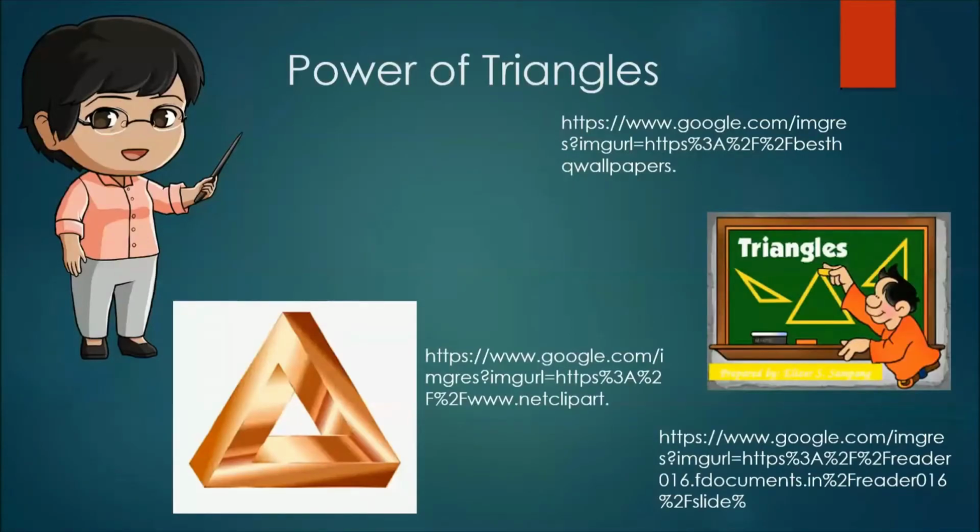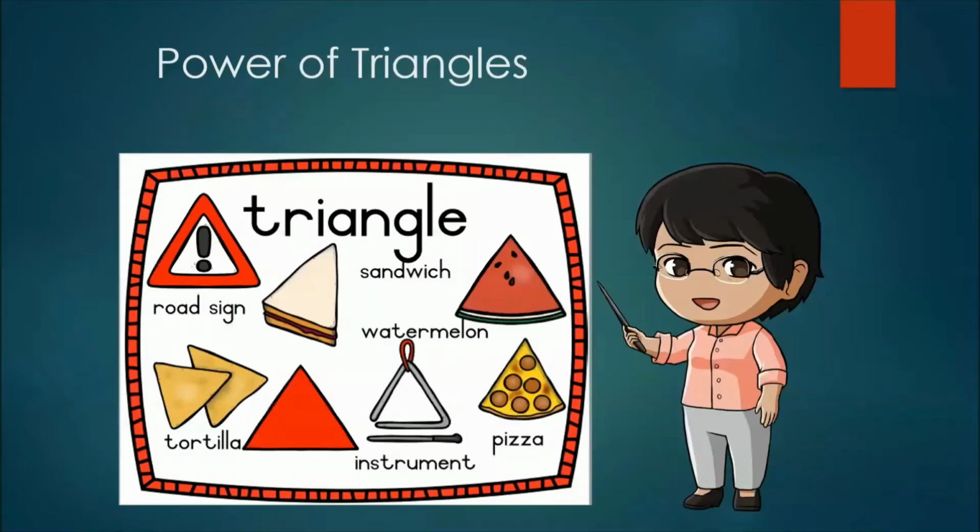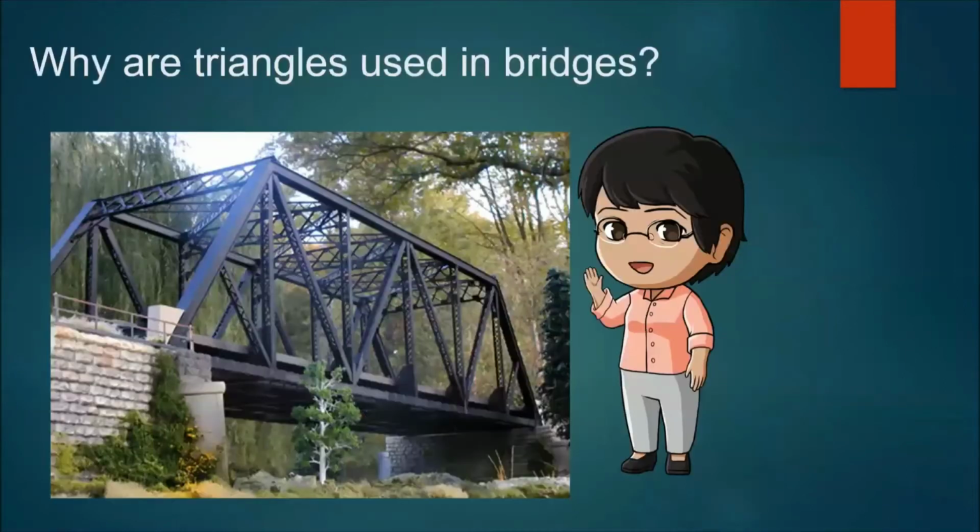Triangles are the simplest form of polygons, and it is the most common figure in man-made designs. We see triangles in road signs, in food preparations, in musical instruments, and in building constructions. We see triangles also in bridges. And there are many triangles in this structure.